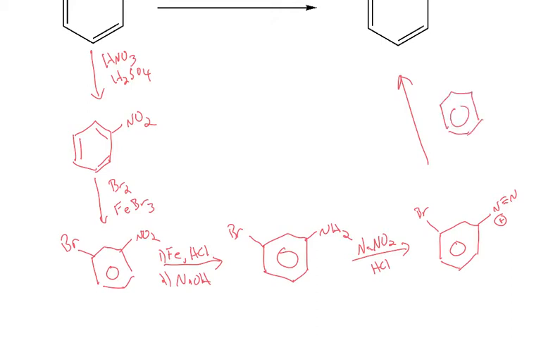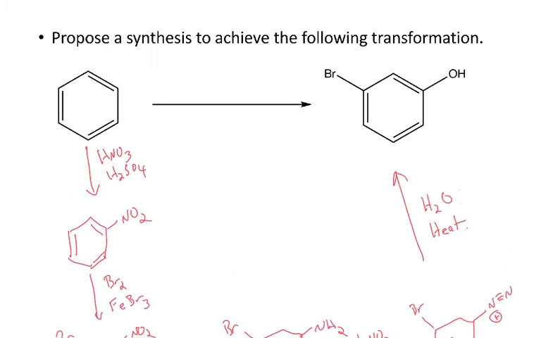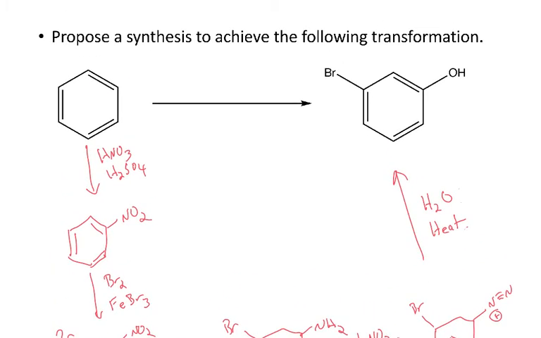I'm drawing the product on the arrow. I just need to write the reagents, and very simply, I just need to heat it in water, and that will replace the diazonium ion with the hydroxide, and that will complete our synthesis.